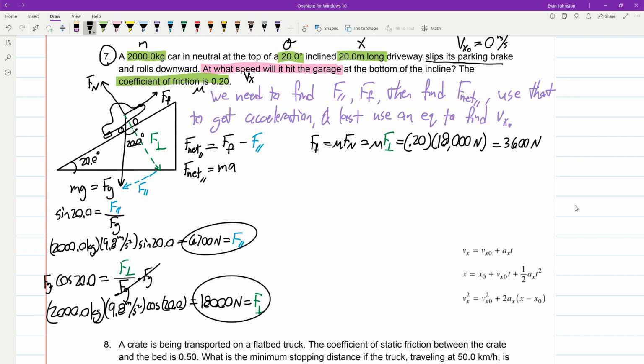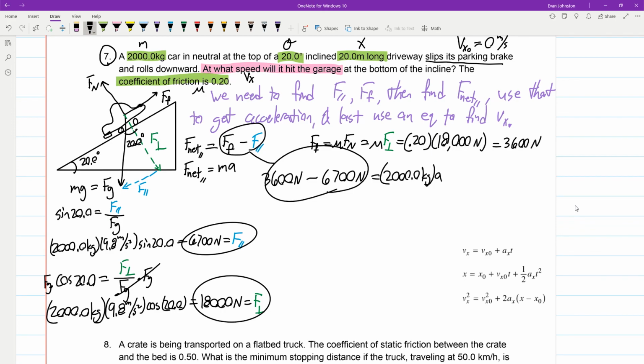So I'm going to do this all in one fell swoop. I'll write it out like this, but I'm going to plug in the values for it. So force friction, so I have 3,600 newtons minus my force parallel, well, that's 6,700 newtons, is equal to m times a. Well, the mass is 2,000 kilograms times a. So this part here is this whole thing. Just making sure that you followed that.